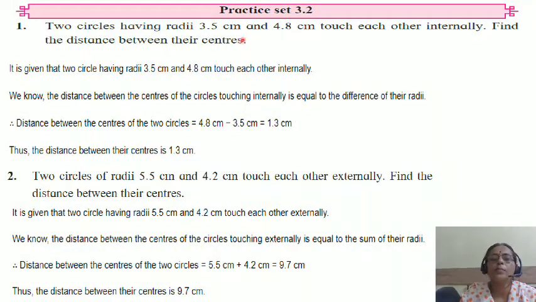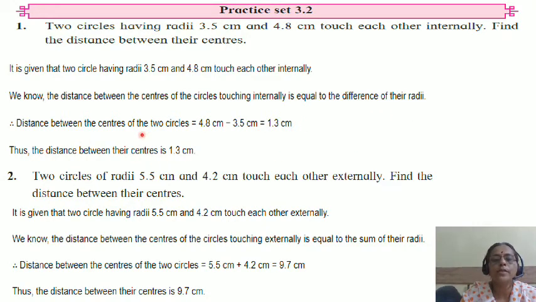Your practice set 3.2. First question. Two circles having radii 3.5 cm and 4.8 cm touch each other internally. Find the distance between their centers. It is given that two circles having radii 3.5 cm and 4.8 cm touch each other internally. So the distance between the centers of the circles touching internally is equal to the difference of their radii.